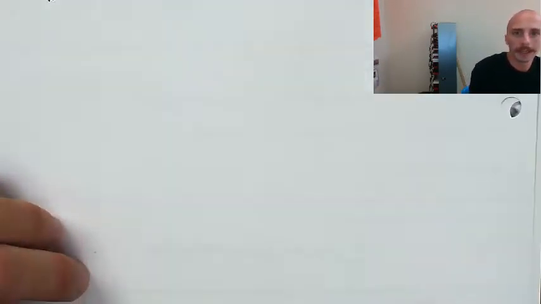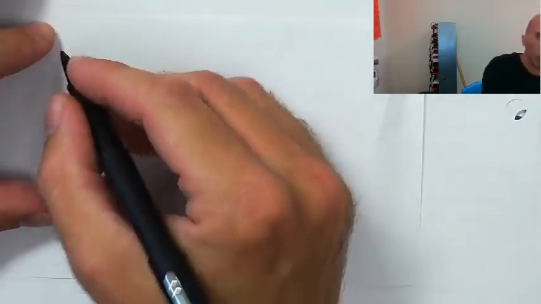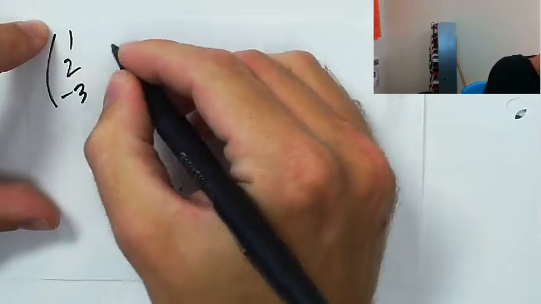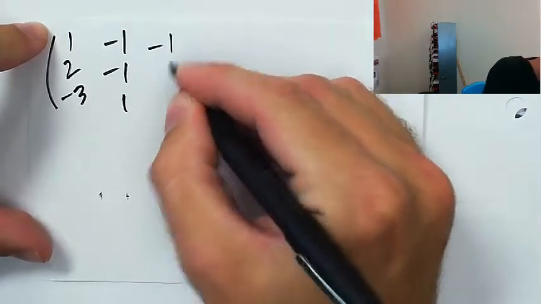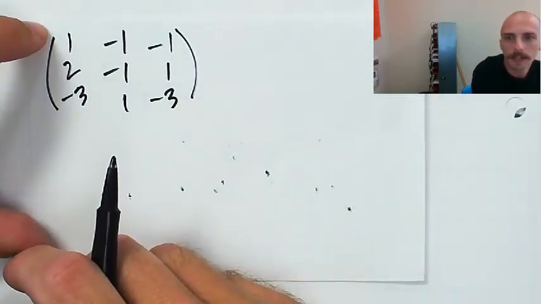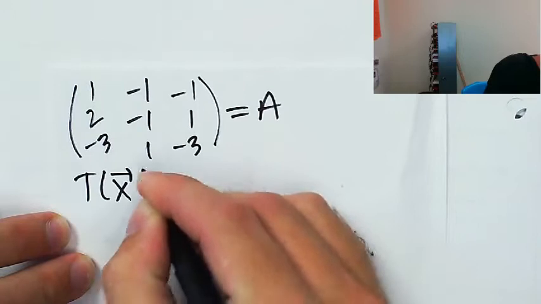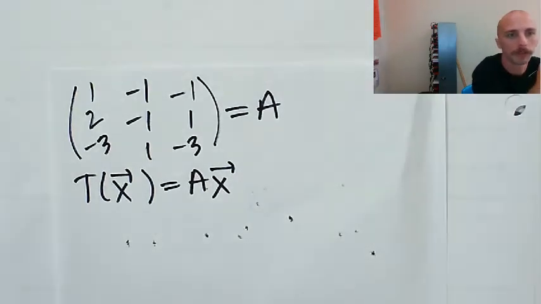Now number 2 is going to keep going up against this same matrix that I might copy onto a sheet of paper so I can use it more than once. Except it's kind of a big sheet, but it'll be all right. 1, 2, -3; -1, -1, 1; -1, 1, -3. That's A. T of x is equal to A times x, and that's all the information that's given.